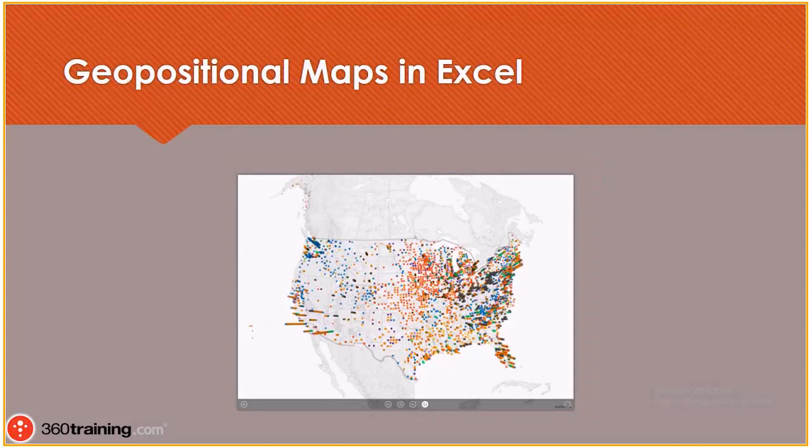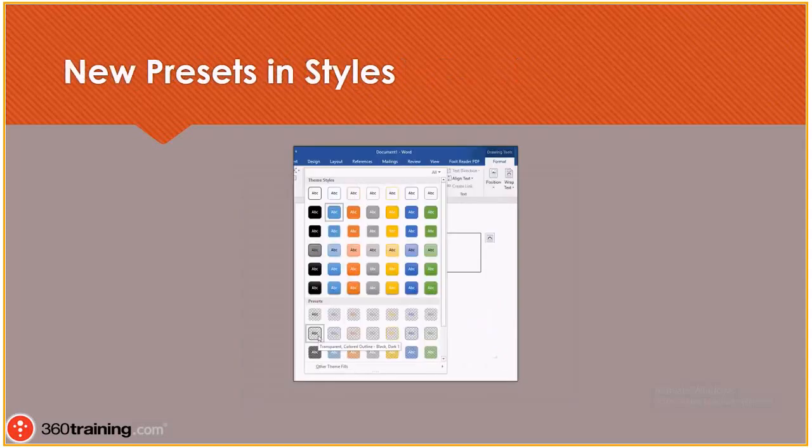Another thing that they've added to Excel is that we can use geopositional maps. This is extra functionality, also kind of in the charts functionality piece. This is something we've been able to do in Visio previously, or other charting applications, dashboard applications, or business intelligence applications. Now they've added the functionality into the basic Excel application.